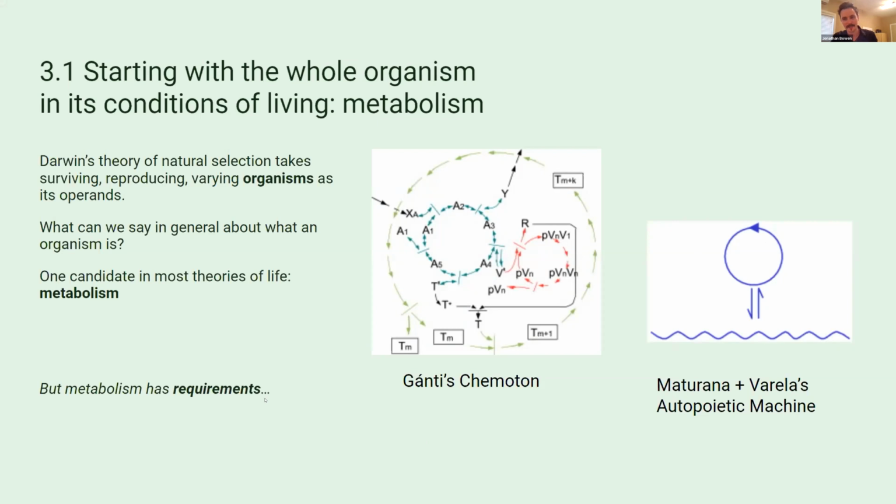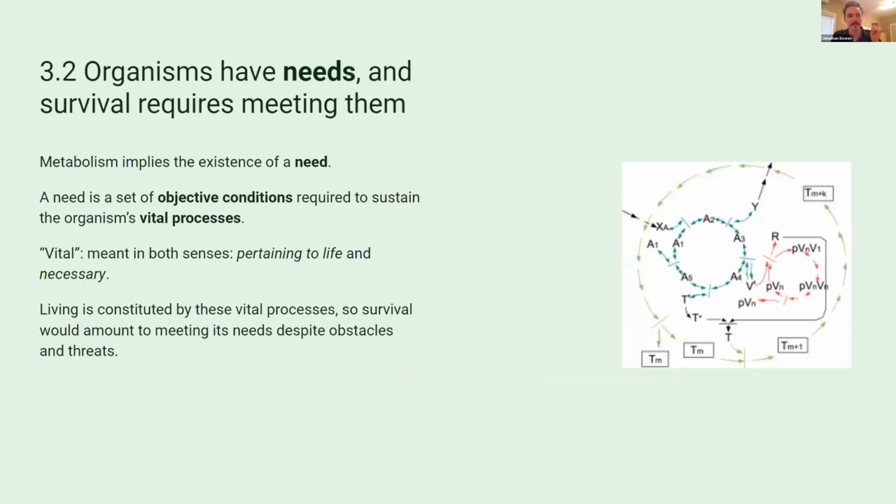And now I'm going to say something that'll sound very obvious, but it's very theoretically important, and that's this. Organisms have needs. So if an organism has a metabolism, that implies that it has a need. A need is just a set of objective conditions that are required to sustain the organism's vital processes. I'm using the word vital here because both of its senses work. It's vital, meaning pertaining to life, to these metabolic processes that constitute living things. But it's also vital in that it's necessary. If the process is stopped, the organism dies. That constitutes not surviving.